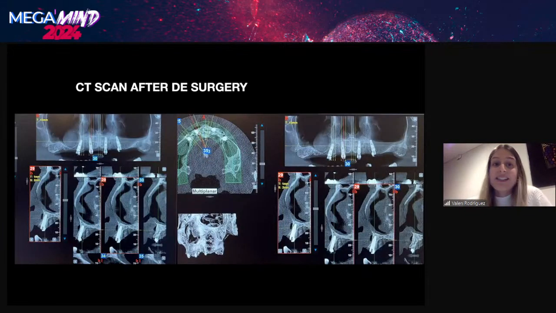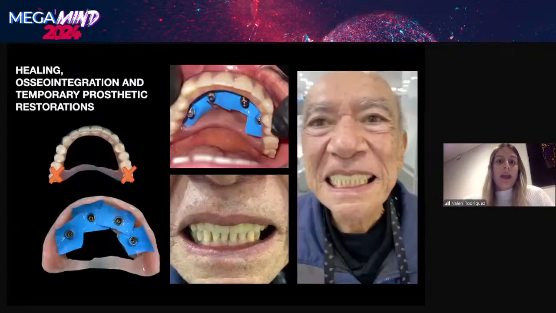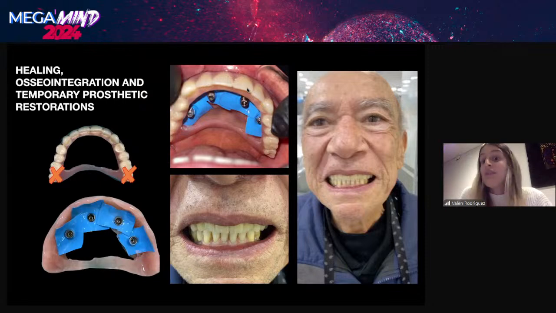Here you can see a CT scan after the surgery. You can see the placement of the implants and the bone around them. And here we have the steps for capturing the immediate prosthesis. So we place the temporary cylinders in the multi-units. Then we start trying in the position of the prosthesis to be sure that the aesthetics and everything is fine with the patient.